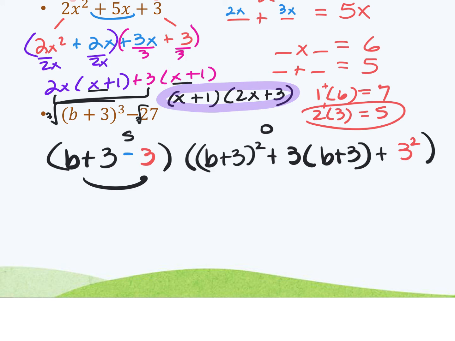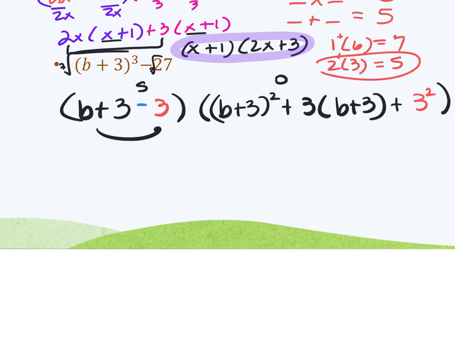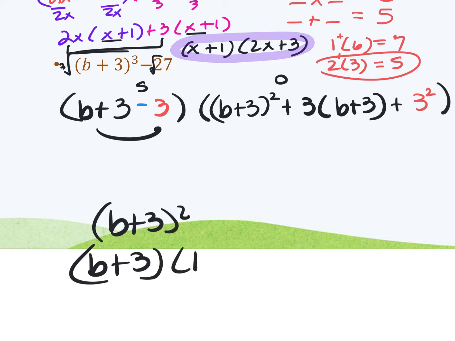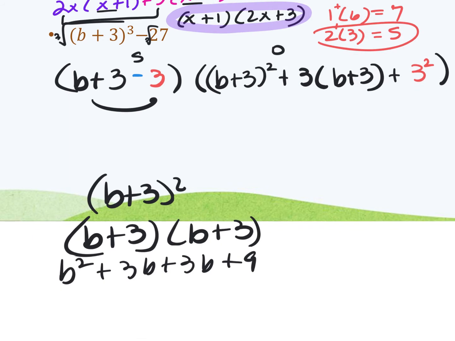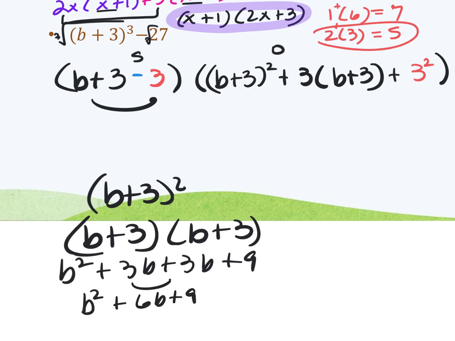So now I need to FOIL this b plus 3. Let me just FOIL it down here at the bottom. So b plus 3 squared means b plus 3 times b plus 3. I'm going to FOIL it, and I get b squared plus 3b plus 3b plus 9. Add the middles: b squared plus 6b plus 9.